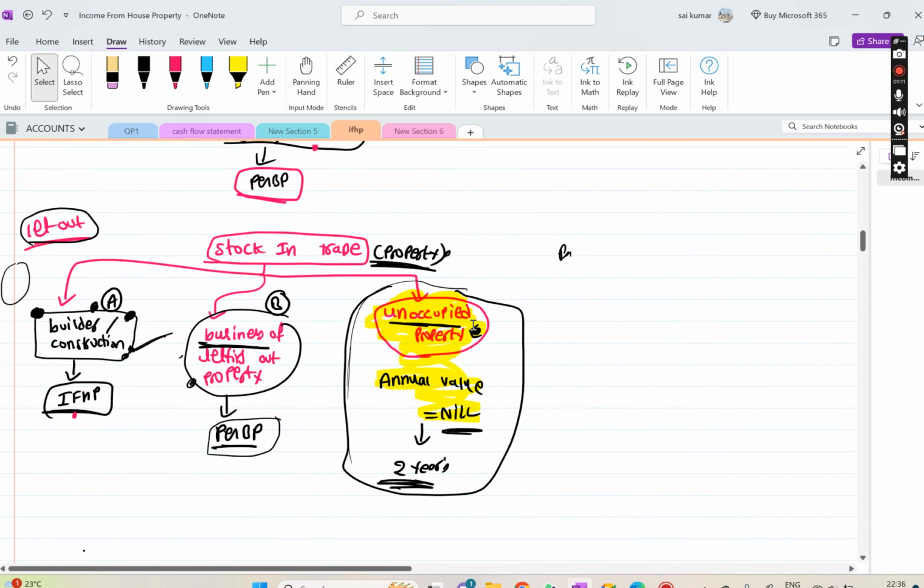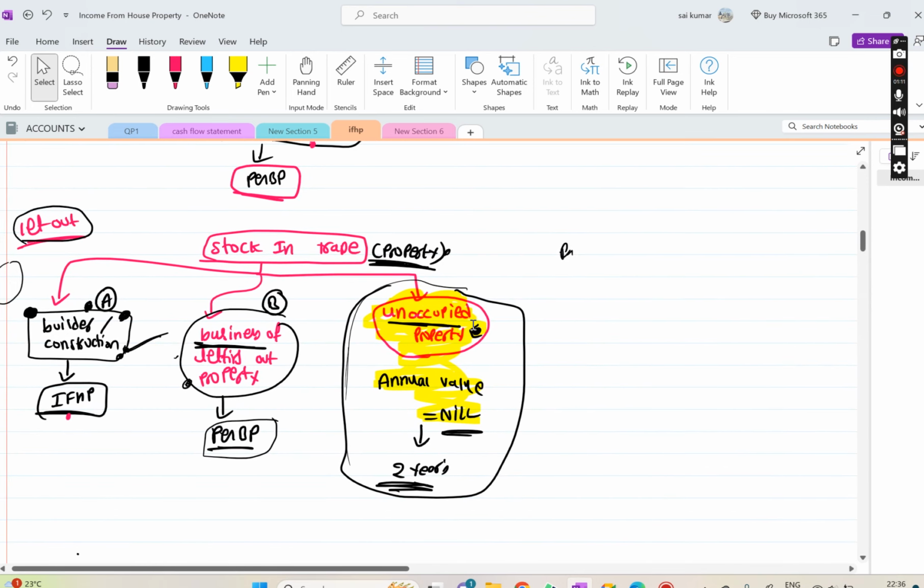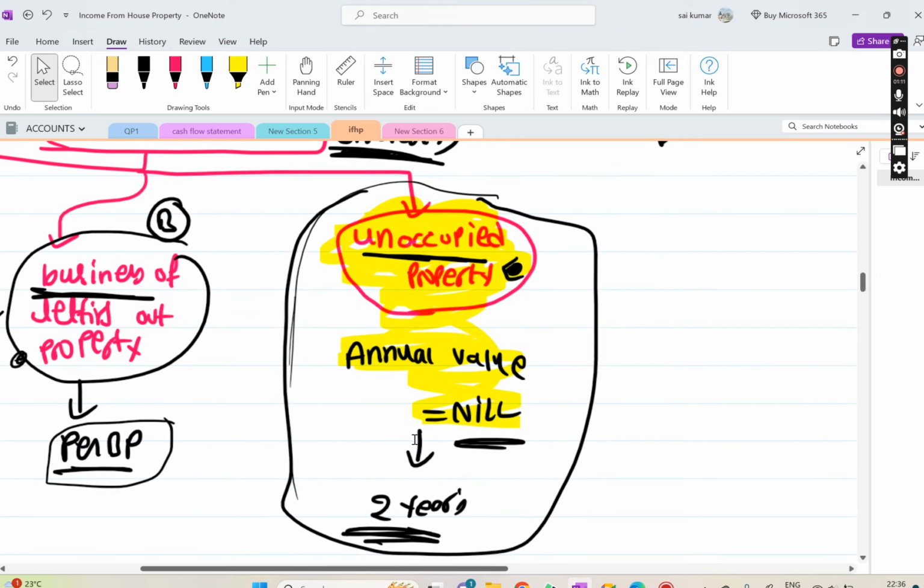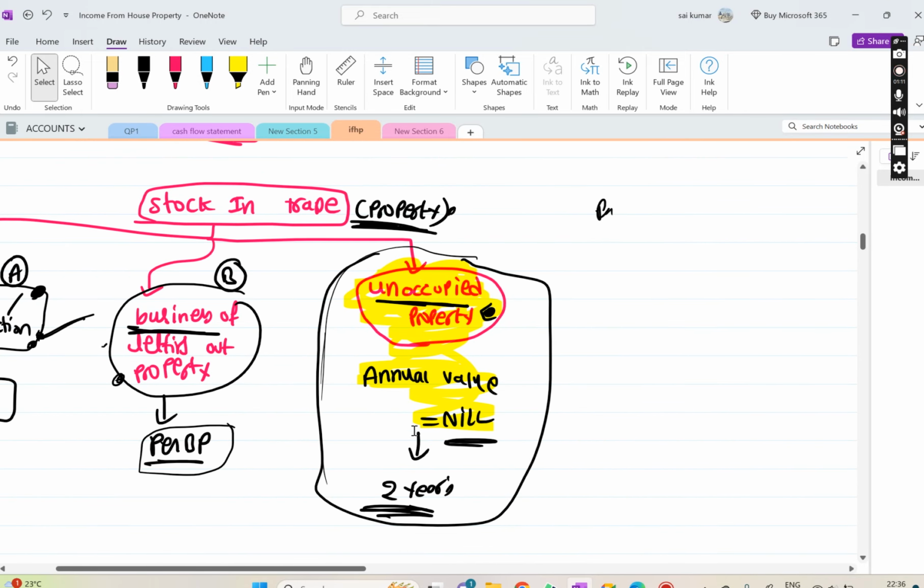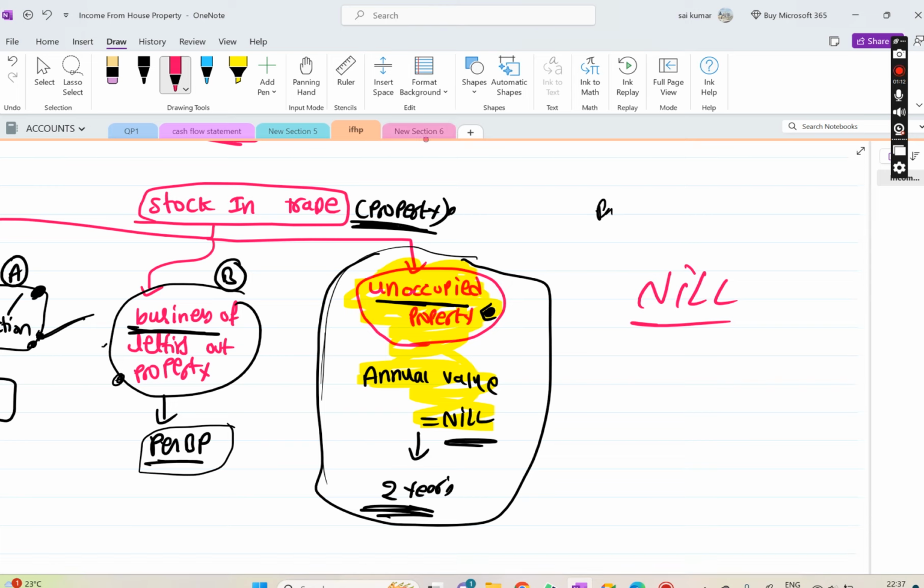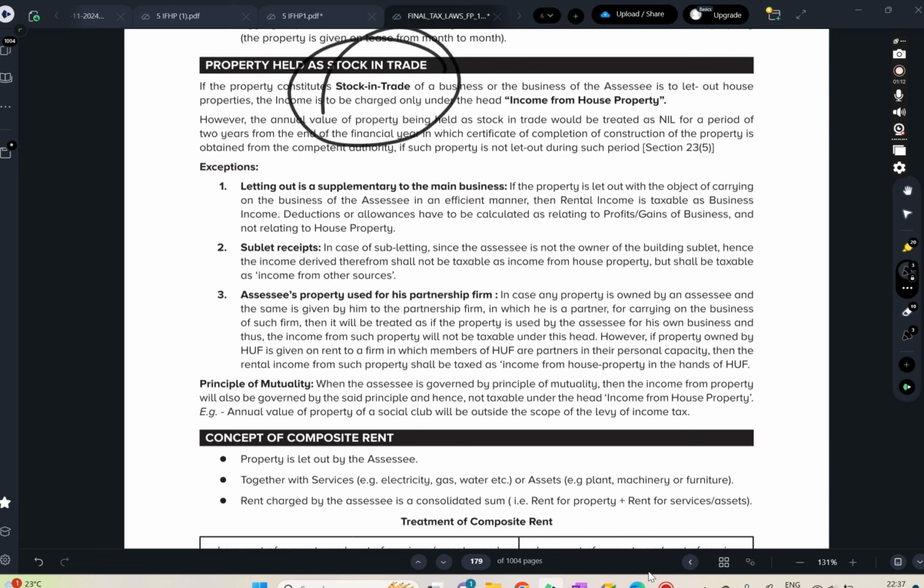So here, see here, if it is stock in trade, then this is one more thing in revision we did not cover, we just missed. If you hold stock in trade, then also you can claim nil benefit, right? If it is stock in trade and obviously an unoccupied property, then you can claim nil benefit, but up to only 2 years. Same thing here also. So you can claim nil benefit for a period of 2 years, right?